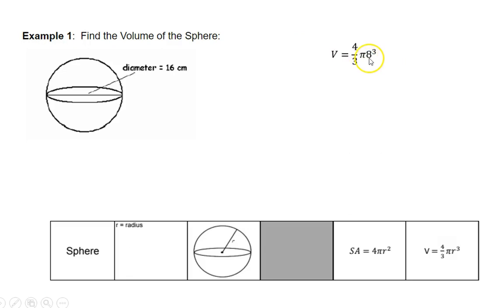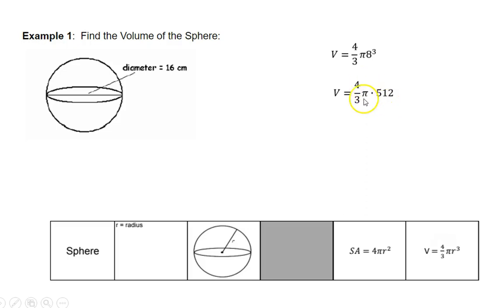Order of operations now, we do 8 to the third power. It's only 8 to the third power. It's not pi times 8 to the third power. It's just the radius that's being cubed. So 8 to the third power is 512. So now we have 4/3 times pi times 512.